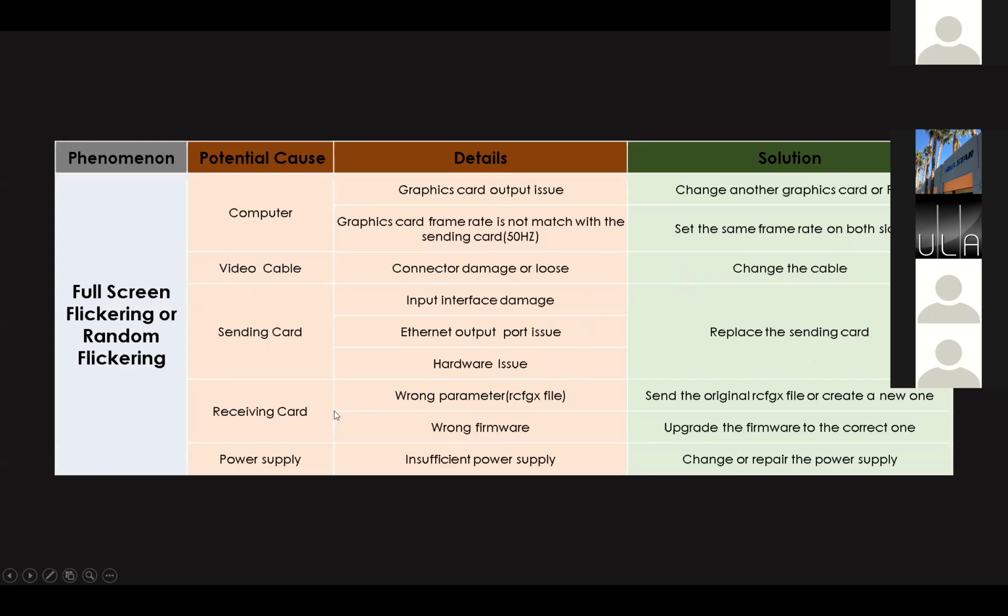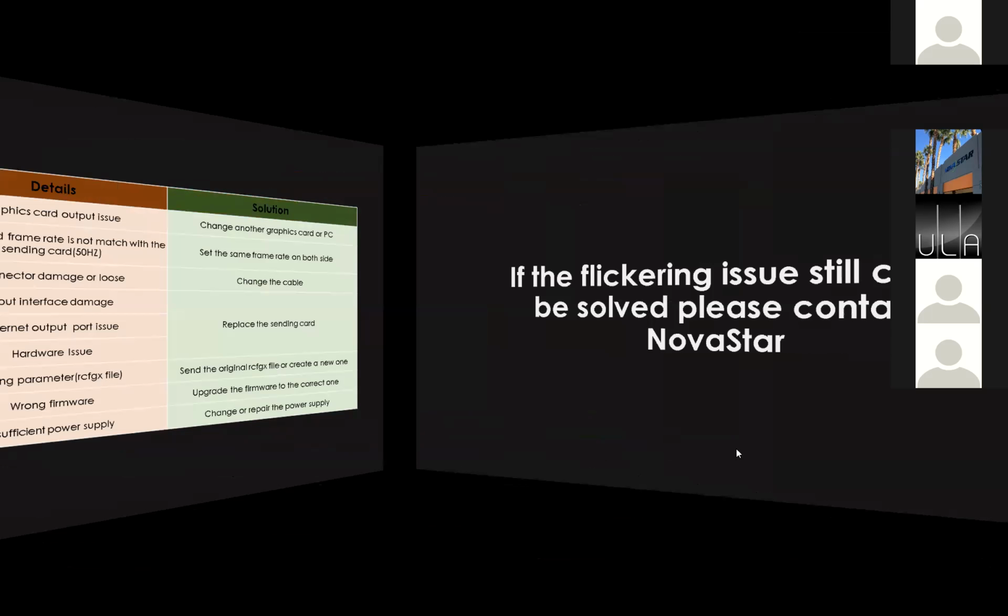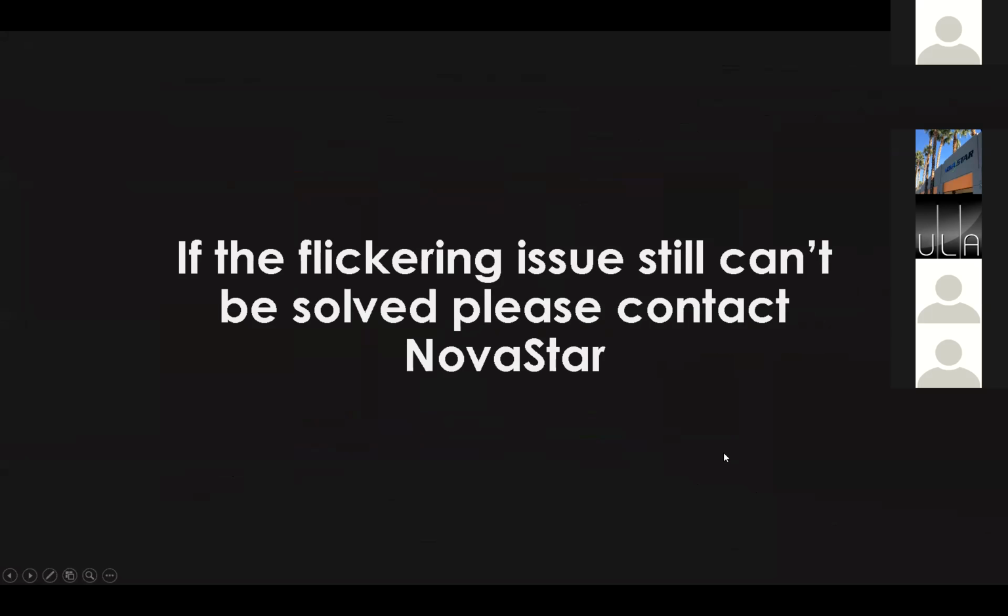And for the receiving card part, it is a wrong RCFGX file or wrong firmware. So what we can do is send the original file or create a new one, or upgrade the firmware to the correct one. And the last part is about the power supply, so just change or repair the power supply. But normally, if you follow this way to do the troubleshooting, I believe we can fix 99% of screen flickering.